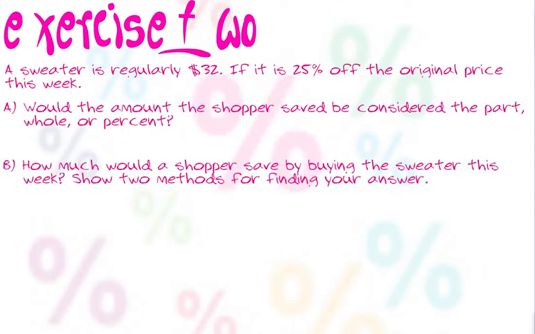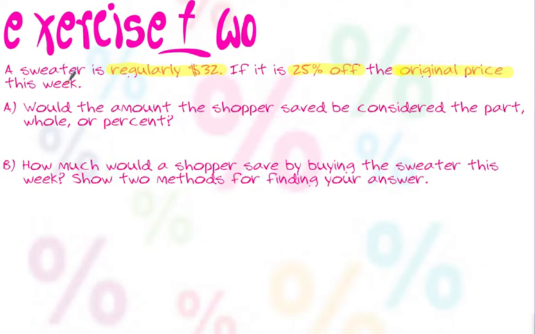All right, so moving right along, we have a couple more here. So exercise 2. A sweater is regularly $32. It is 25% off the original price this week. A. What would the amount the shopper saved be considered, the part, whole, or the percent? So we're looking at that it's regularly $32. It's 25% off the original price.